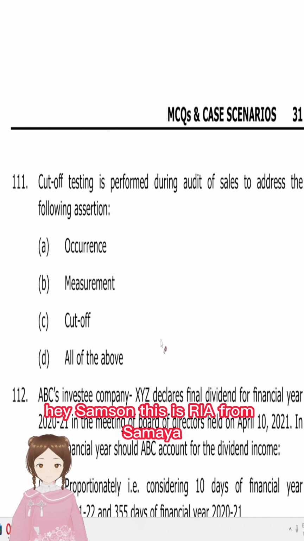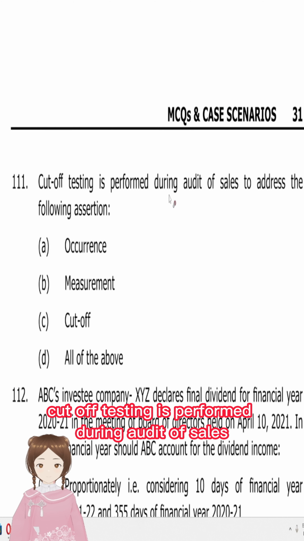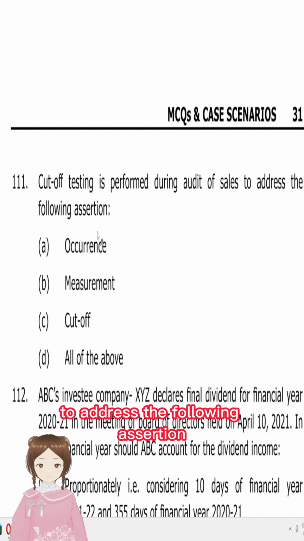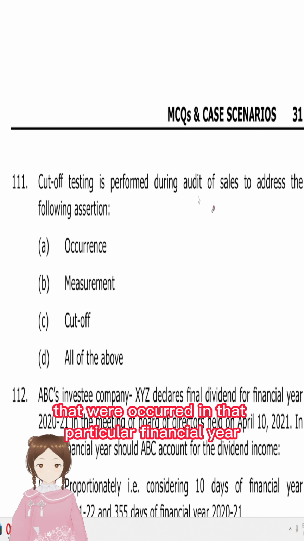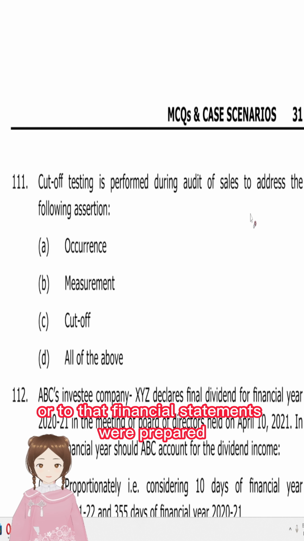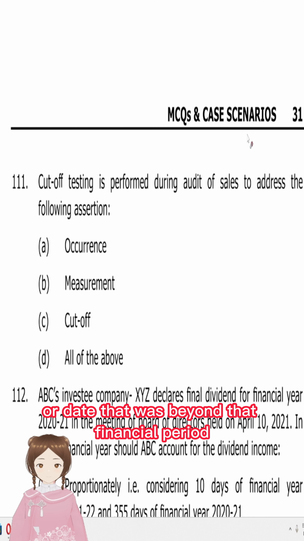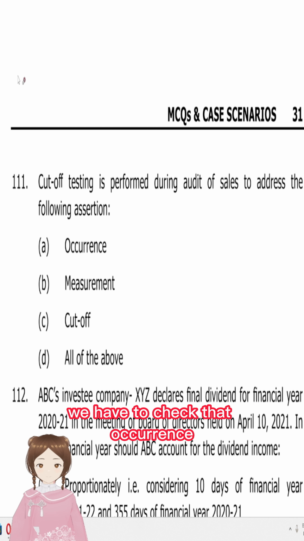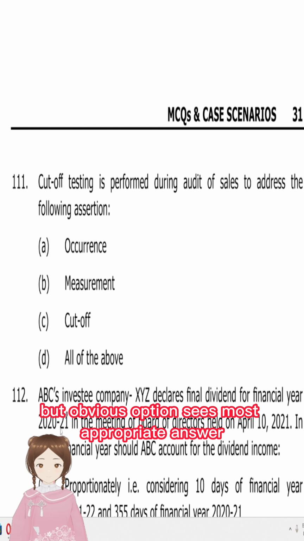Hey Samfam, this is Shreya from Samaya, MCQ 111, CA Inter. Cutoff testing is performed during audit of sales to address the following assertion. Cutoff testing is done when all the sales transactions that occurred in that particular financial year for which the financial statements were prepared are cut off, so that any further date beyond that financial period should not be included. It doesn't regard occurrence or measurement. Cutoff, option C, is the most appropriate answer.